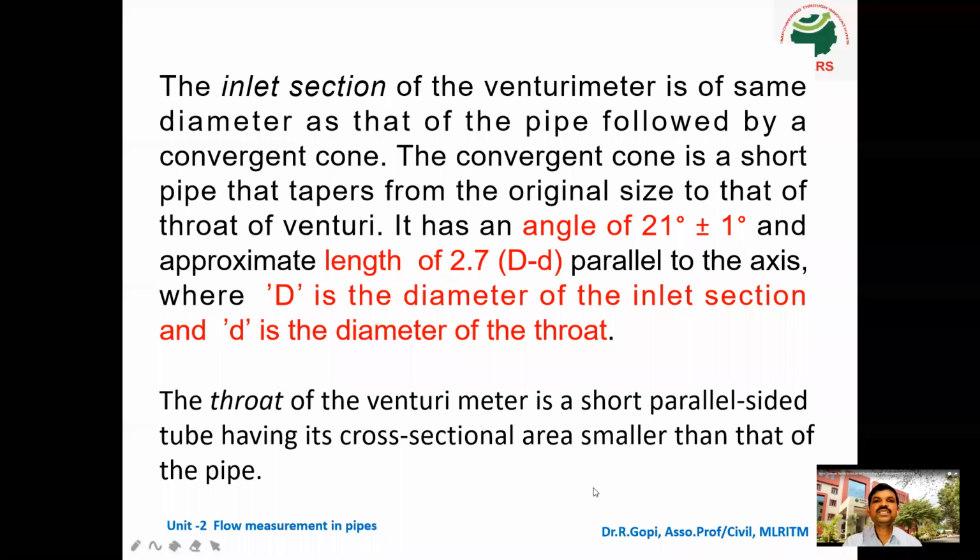Salient features of the Venturi meter. First, the inlet section. The inlet section of the Venturi meter is of the same diameter as that of the pipe, followed by a convergent cone. The convergent cone is a short pipe that tapers from the original size to that of the throat of the Venturi. So the convergent cone is a tapered pipe having less length.